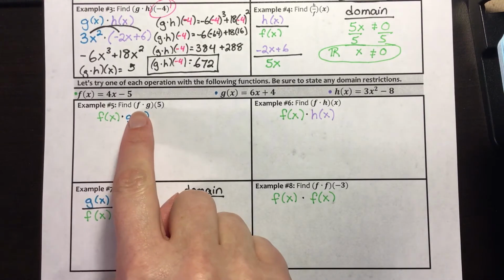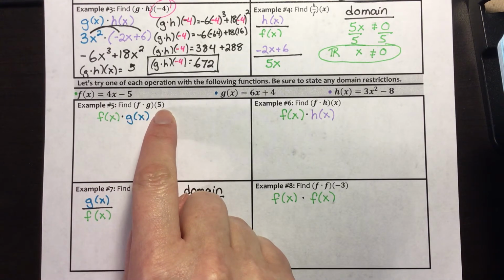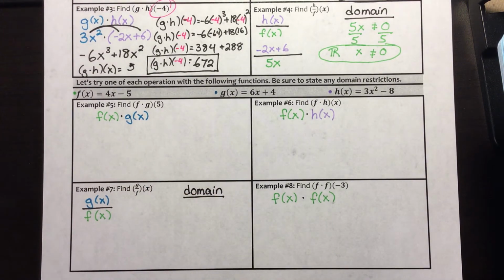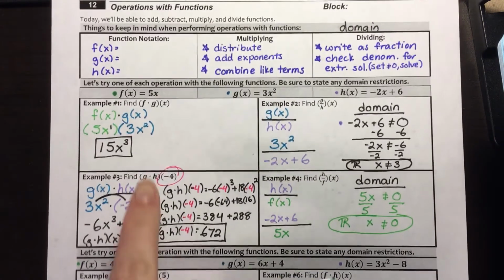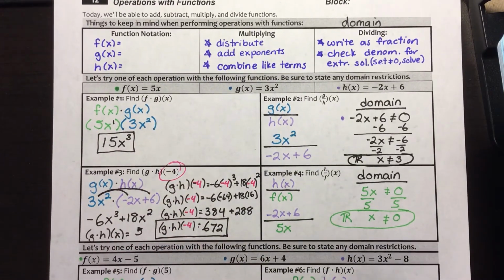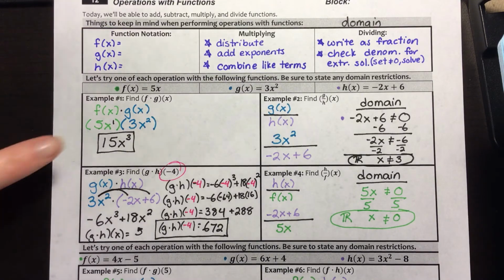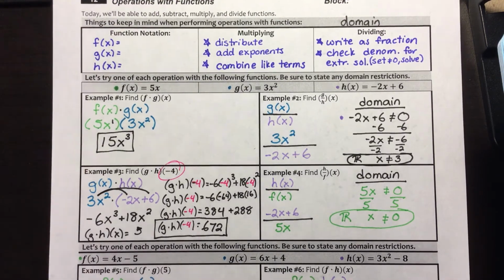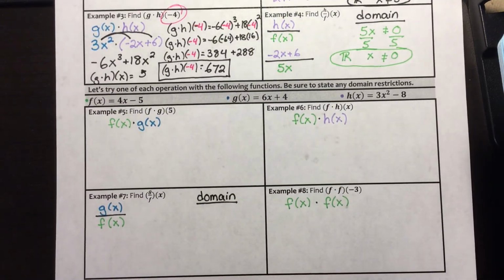I've already written out how we separate everything. On number 5, we have f times g of 5. That means we need f of x times g of x and then plug in a 5. We already found f times g of x on the previous set of problems, but notice that we have new functions for examples 5 through 8, so we cannot just use what we had up here.